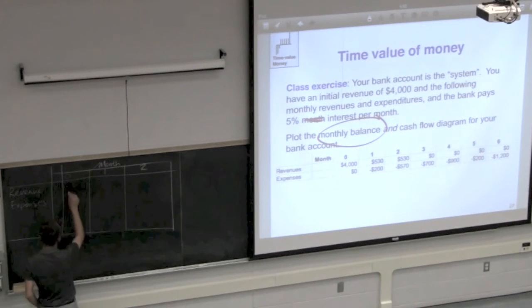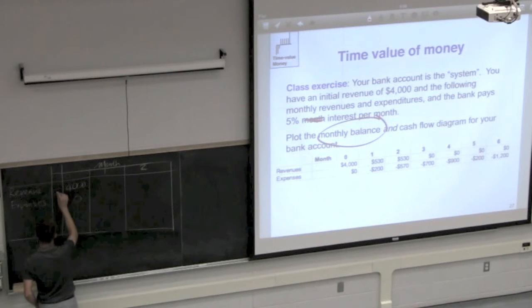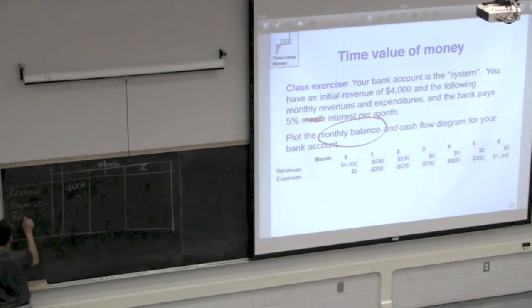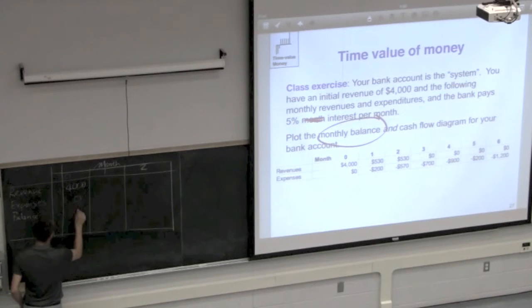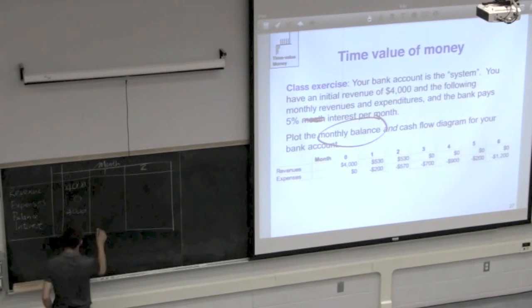So my revenue coming in the first month is $4,000. My expenses are zero. My balance at the end of the month is $4,000. The next month, I get interest on that $4,000 at 5%, that's $200.